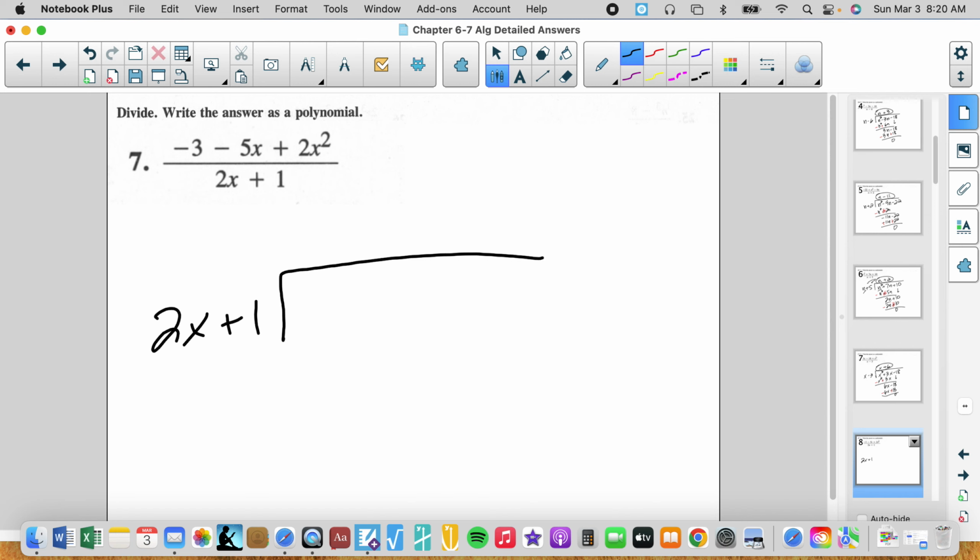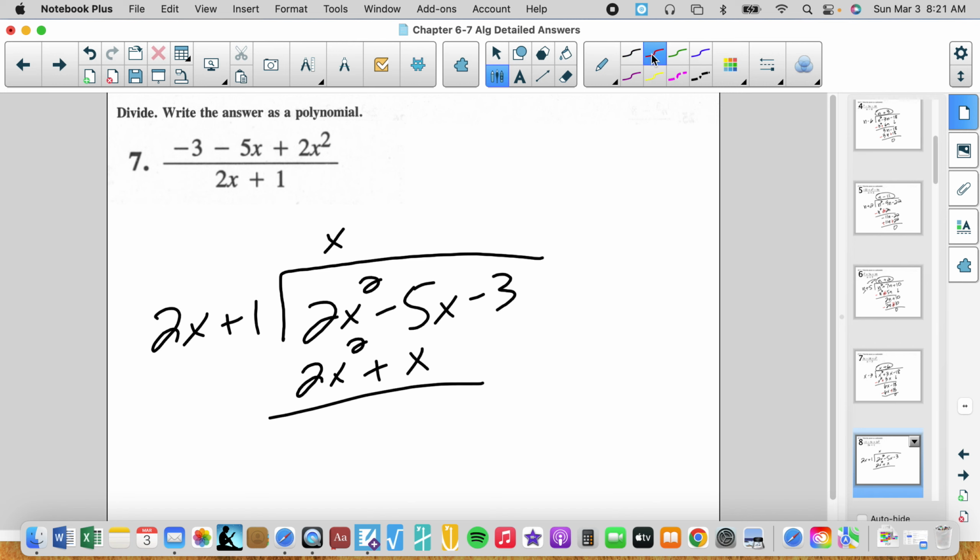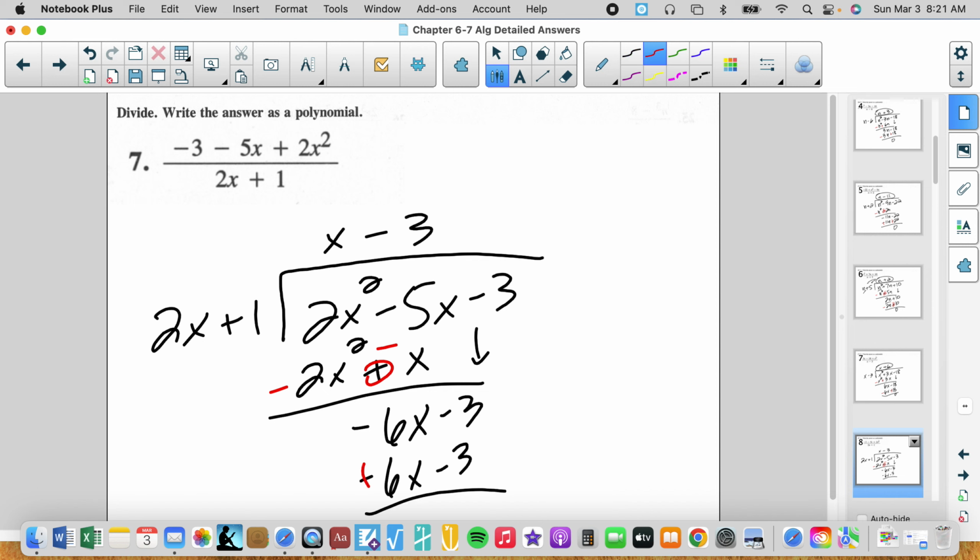2x plus 1 into 2x squared minus 5x minus 3. Feel like this might be a leftover. 2x, so we're going to multiply it by x. You get 2x squared plus x. Change the signs. You get negative 6x minus 3. That's a negative 3. Gives you negative 6x minus 3. Nope. No leftovers.